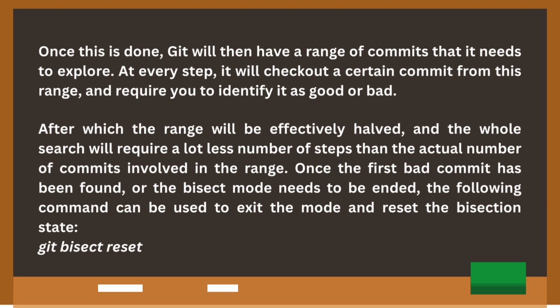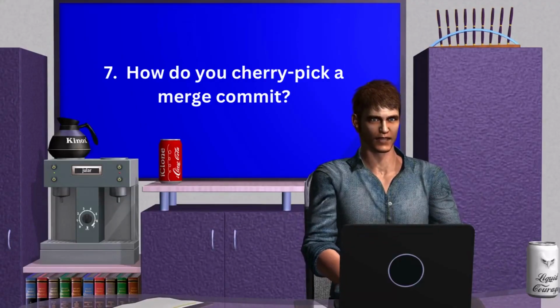Once the first bad commit has been found, or the bisect mode needs to be ended, the following command can be used to exit the mode and reset the bisection state. git bisect reset.